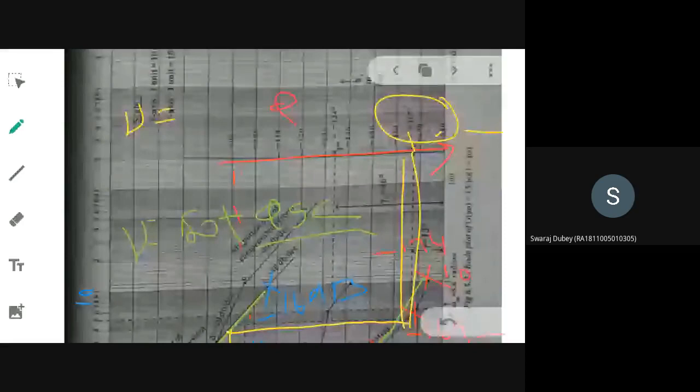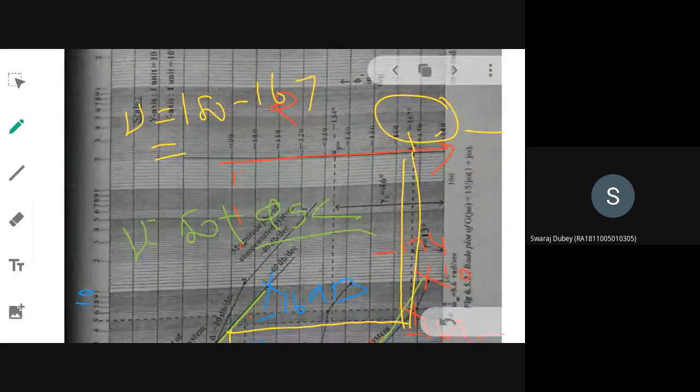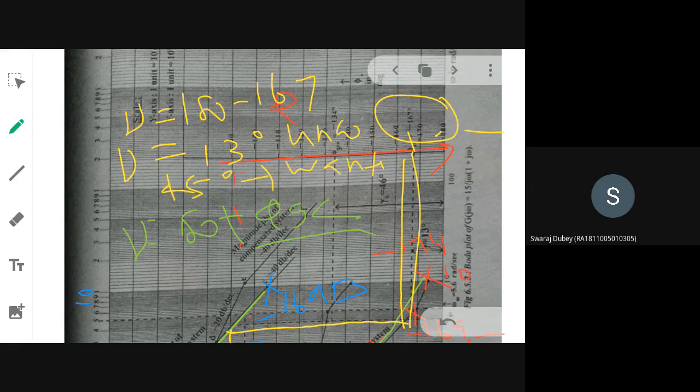What is the gamma value that you are getting for the uncompensated system? 13. So 13, this is for an uncompensated system. What value are you supposed to get as per the problem specification? 45. That is the wanted value, but you have got only 13 degrees. So we should design a compensator with higher values.